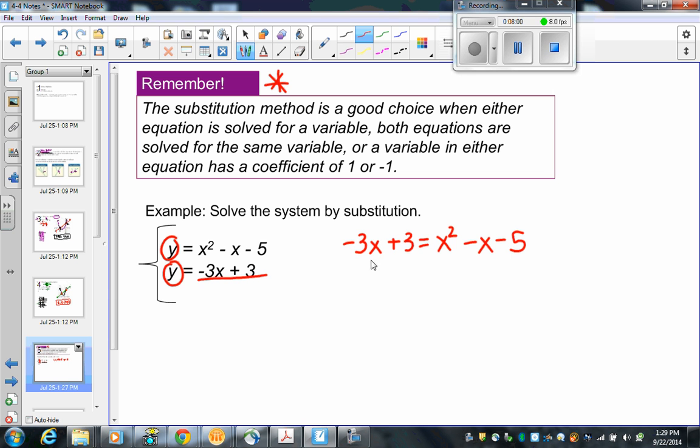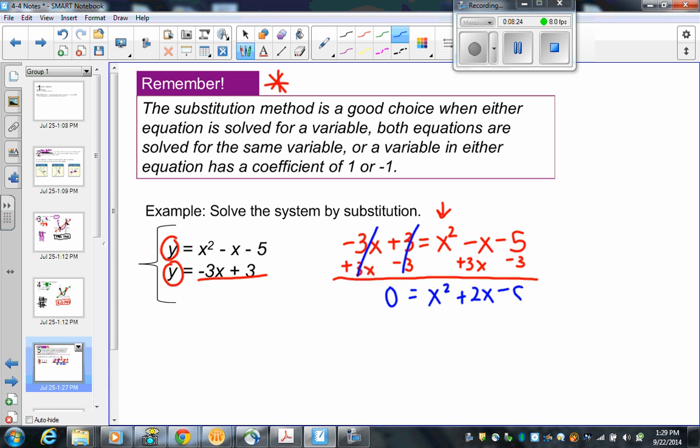So I'm going to solve by trying to factor. I'm going to get everything to the same side of the equal sign, trying to keep my squared term positive. So I'm going to add 3x to both sides, and I'm going to subtract 3 from both sides. When I do that, the left side cancels out to 0, and that leaves me with x squared plus 2x minus 8.